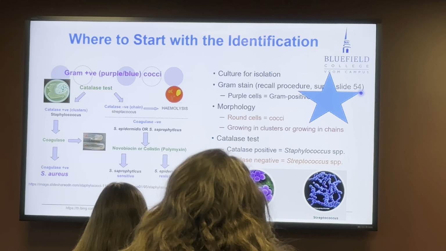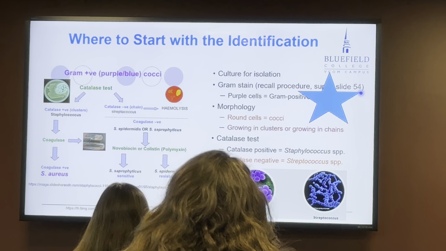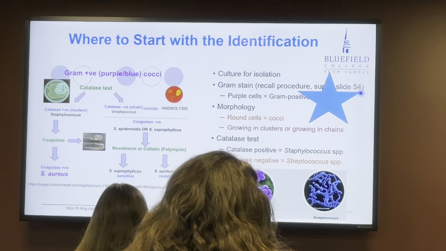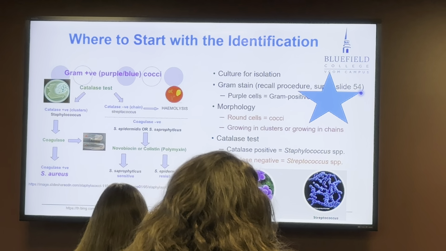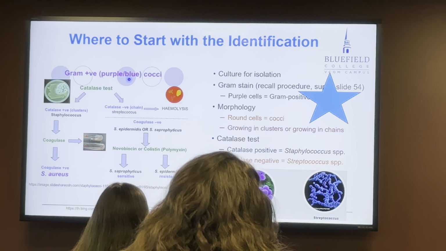So you've got your culture. The next step, since we're talking about bacteria, is you're going to do a gram stain. All right. And since we're talking about gram-positives today, what we're going to see is that we've got gram-positive organisms.